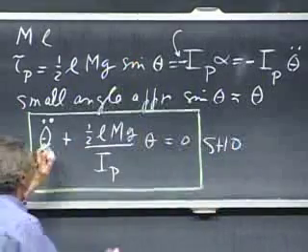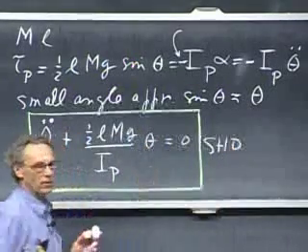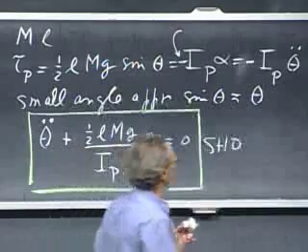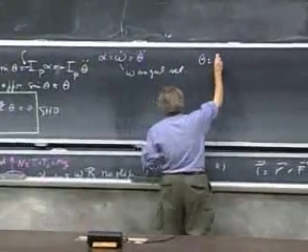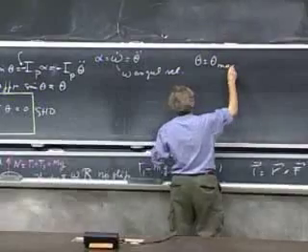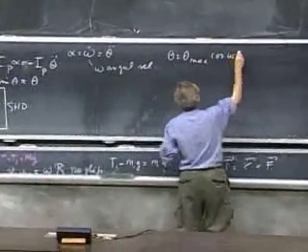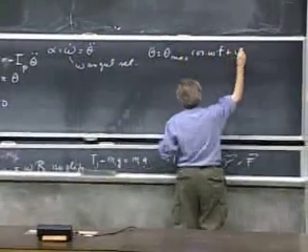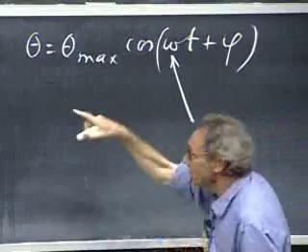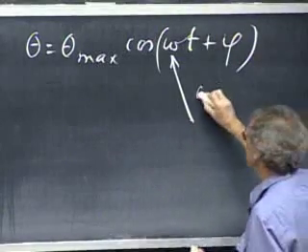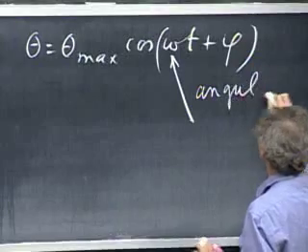Theta double dot plus a constant times theta is 0. And so we must get as a solution that theta must be some maximum angle times the cosine of omega t plus or minus phi. This omega has nothing to do with that omega. This is the angular frequency.